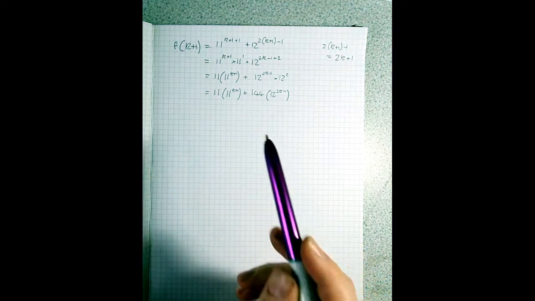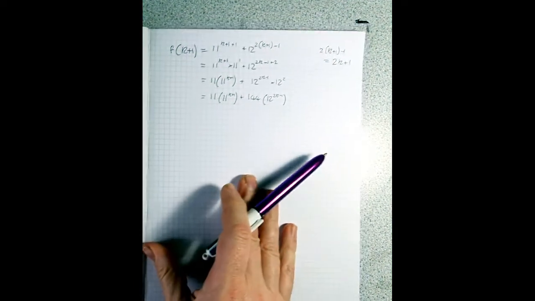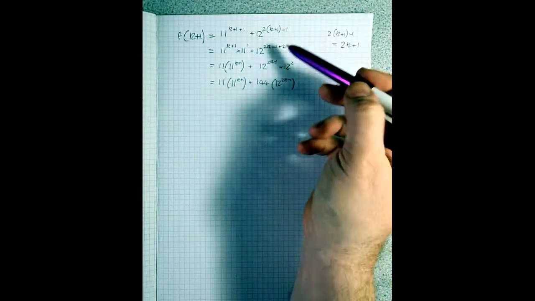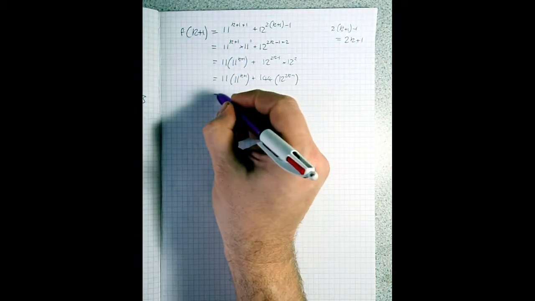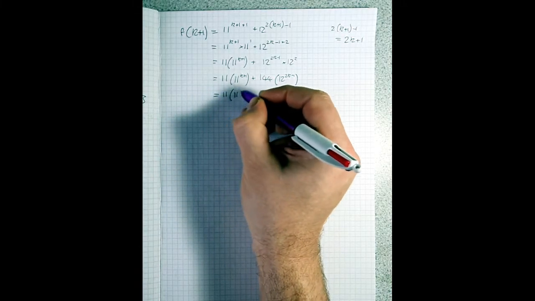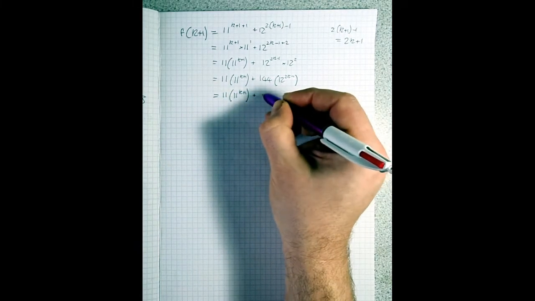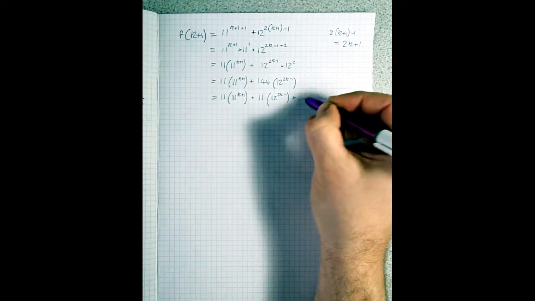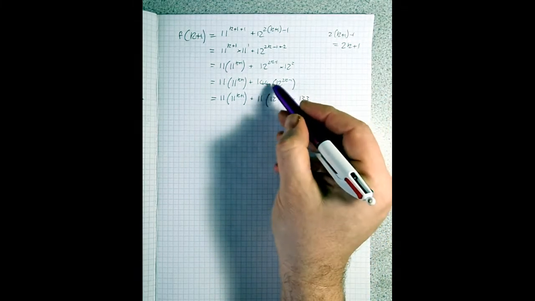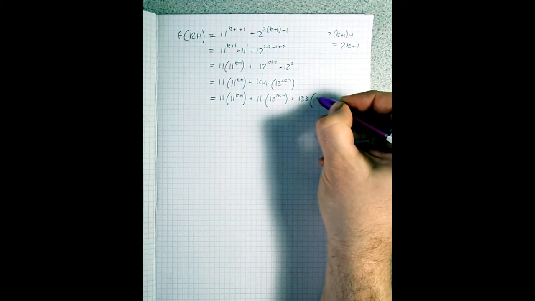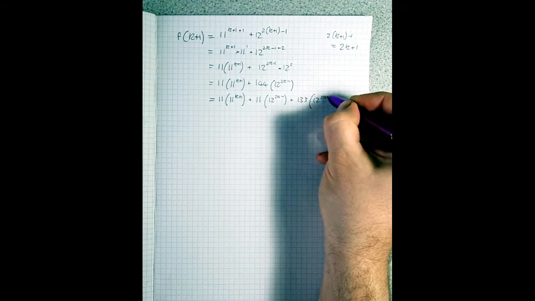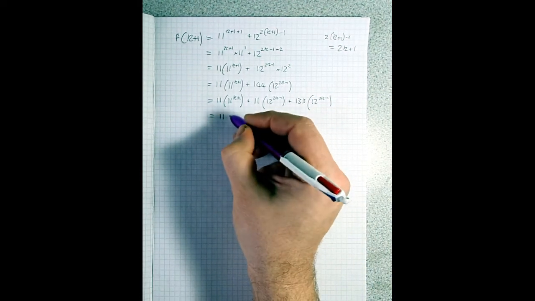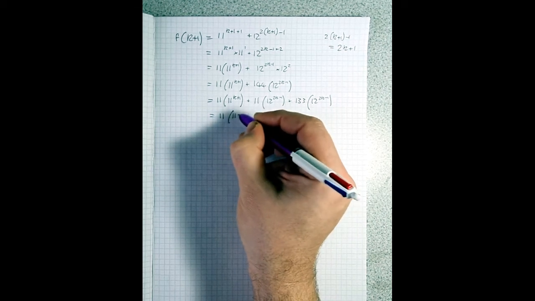Now, you might want to pause, rewind, go back, get your head around these last few steps. The reason I've done it is because I want to take out f of k. What I can actually do is take out 11 f of k's. So I'm going to do that. So I'll split this into 11 lots of 12 to the 2k minus 1 and 133 lots of 12 to the 2k minus 1. Because of course that's 11 f of k's.